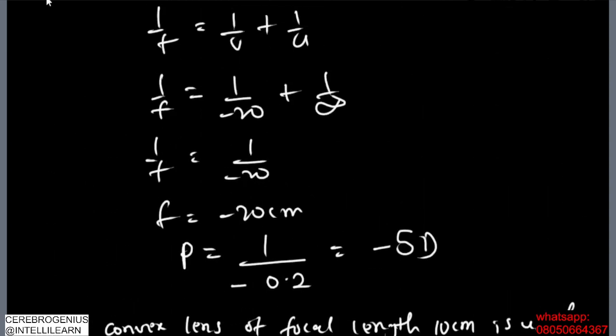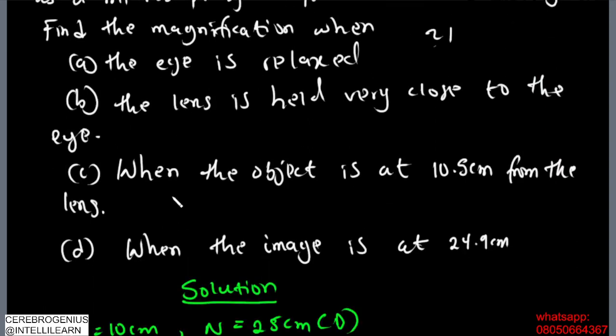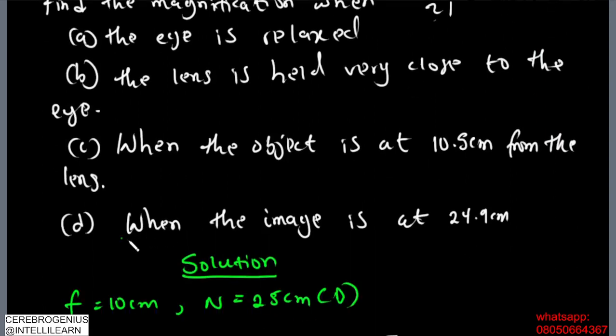So let's try the next question. The next question is, when the image is at 24.9 centimeter, now I'm supposed to add something in front of the user.